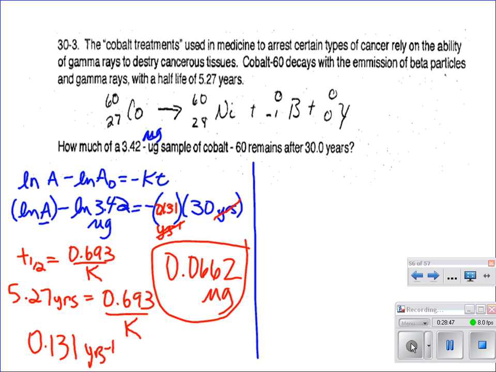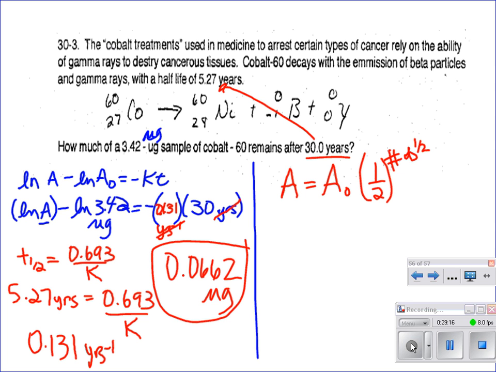It's pretty crazy. Now let me show you the quick way you could do problems like this. I think it's still better to do it this way, but in a pinch, anytime they want to know how much is left after a certain amount of time, the amount left is equal to the original amount times 1/2 raised to the number of half-lives. If I'm going for 30 years, and each half-life is 5.27 years, how many half-lives is that? Just divide them. My original amount is 3.42.